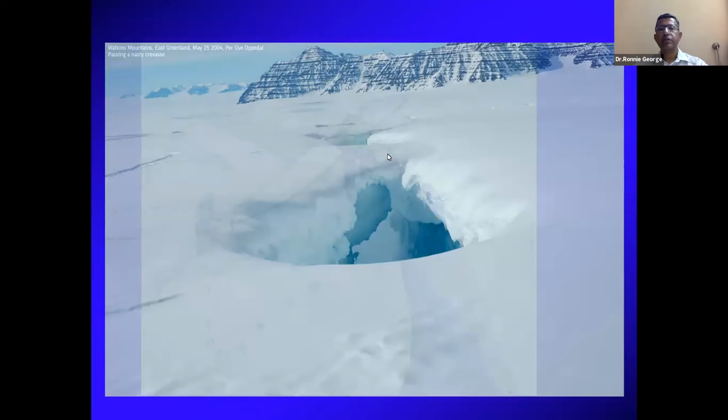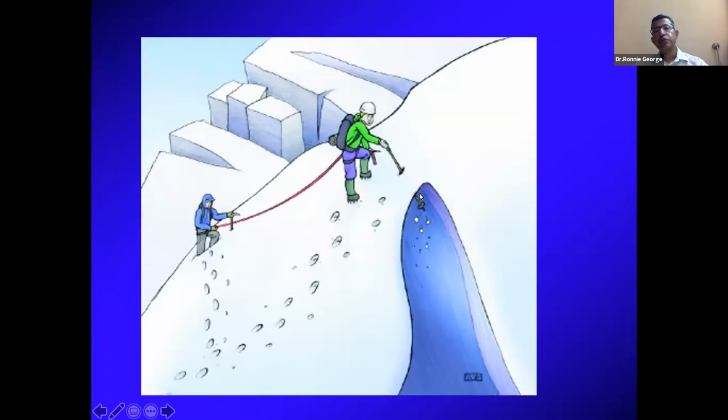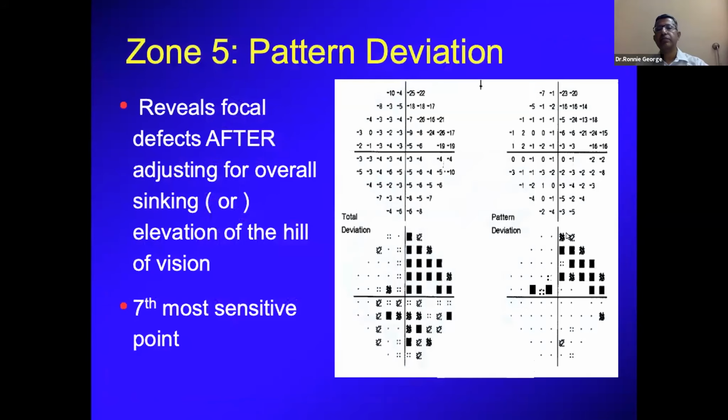And so typically mountaineers will use an instrument to poke through the snow in front of them to explore it for these sort of cavities, because once you step on it, you can fall. So that is similar to what the visual field does. It assumes that a certain amount of depression is because of generalized reduction in sensitivity. And this certain amount is basically the 7th most sensitive point. It'll look at the 7th most sensitive point, and then it will say, that much of reduction I expect throughout the field. Let me take out that much of reduction and see whether there are any points hiding below that.